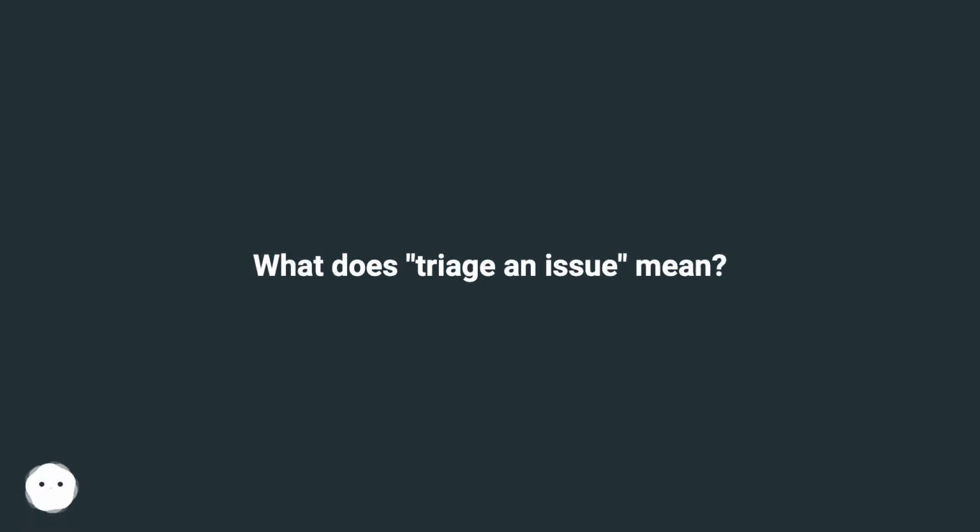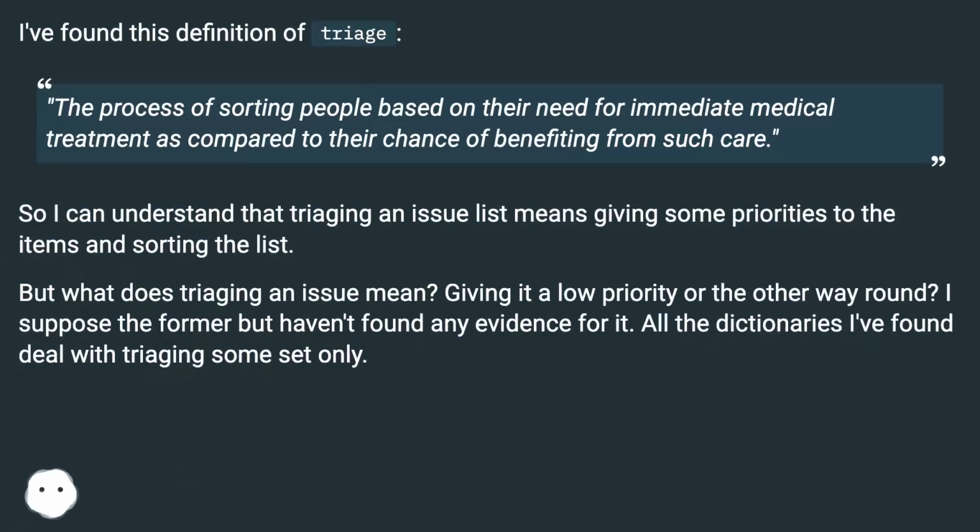What does triage an issue mean? I found this definition of triage: the process of sorting people based on their need for immediate medical treatment as compared to their chance of benefiting from such care. So I can understand that triaging an issue list means giving some priorities to the items and sorting the list. But what does triaging an issue mean?